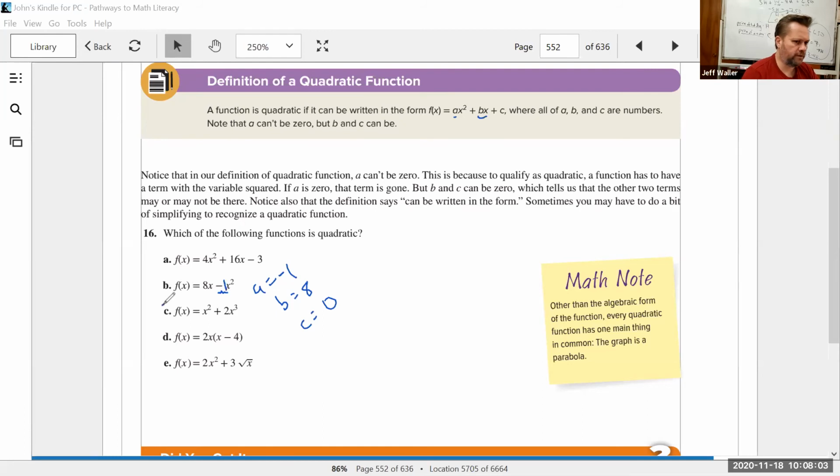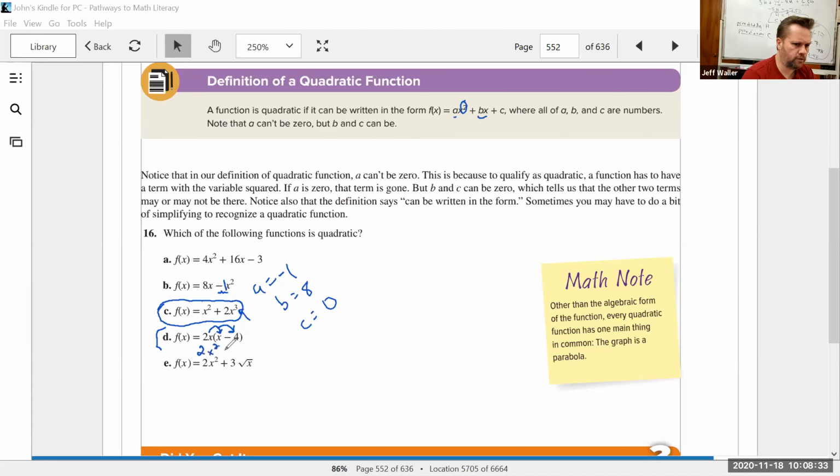What's wrong with this one? Why is it not quadratic? Because there's a cube. Yeah, it's a cube that gets way too big. I just need a square to be the biggest power. What about D? I'm telling you, D is quadratic. Why? Because the x and x make it squared.